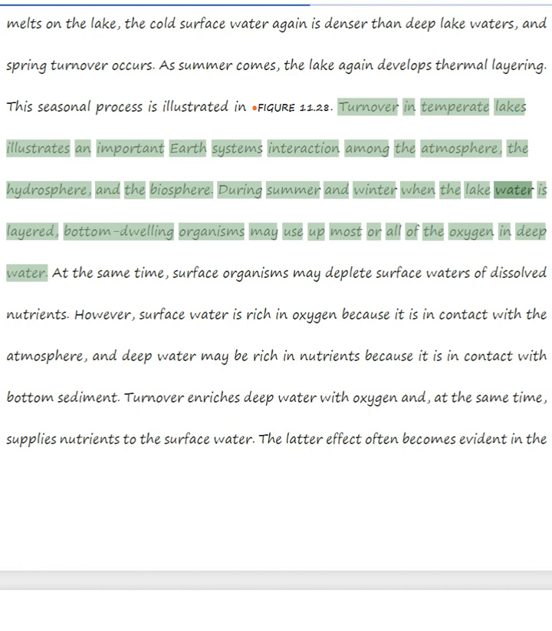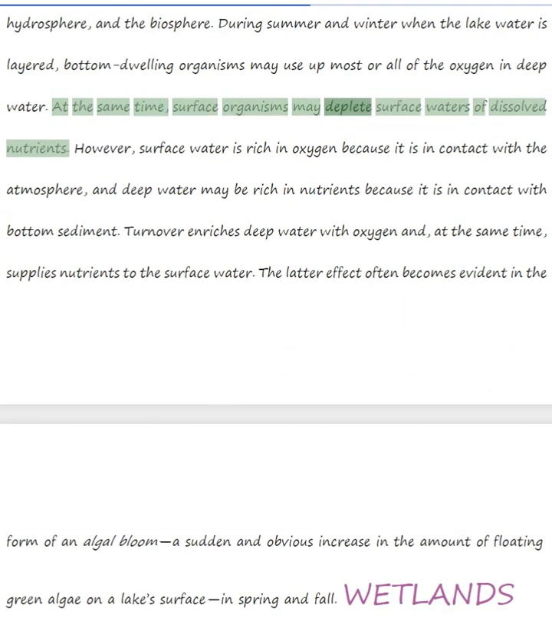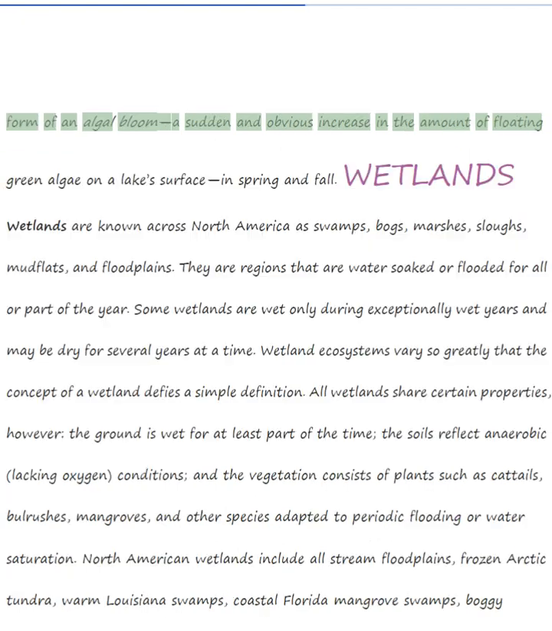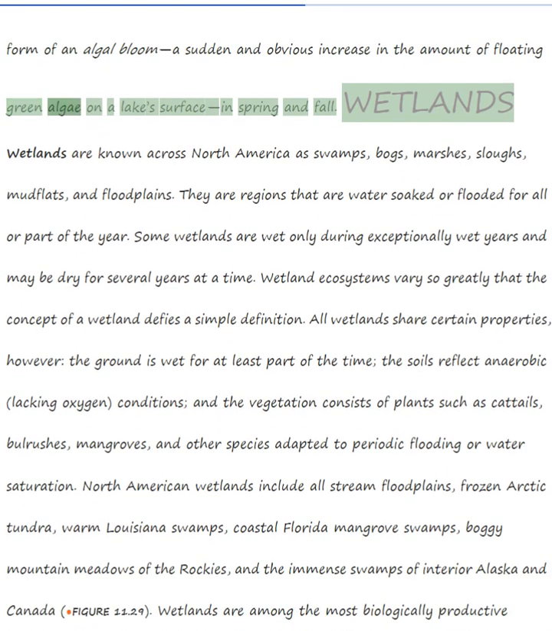During summer and winter, when the lake water is layered, bottom-dwelling organisms may use up most or all of the oxygen in deep water. At the same time, surface organisms may deplete surface waters of dissolved nutrients. However, surface water is rich in oxygen because it is in contact with the atmosphere, and deep water may be rich in nutrients because it is in contact with bottom sediment. Turnover enriches deep water with oxygen and, at the same time, supplies nutrients to the surface water. The latter effect often becomes evident in the form of an algal bloom, a sudden and obvious increase in the amount of floating green algae on a lake's surface in spring and fall.